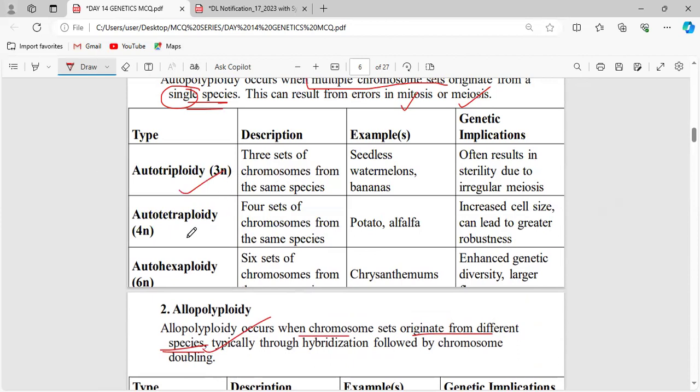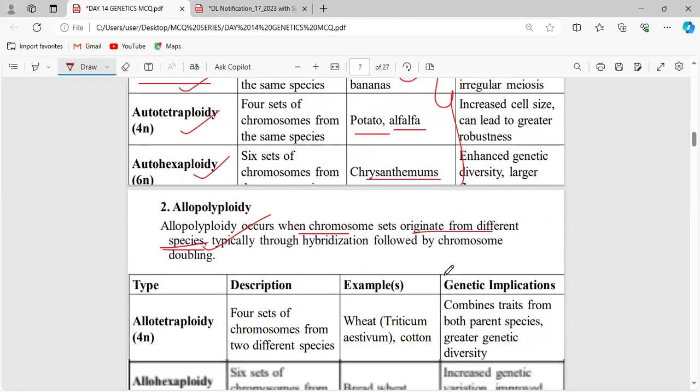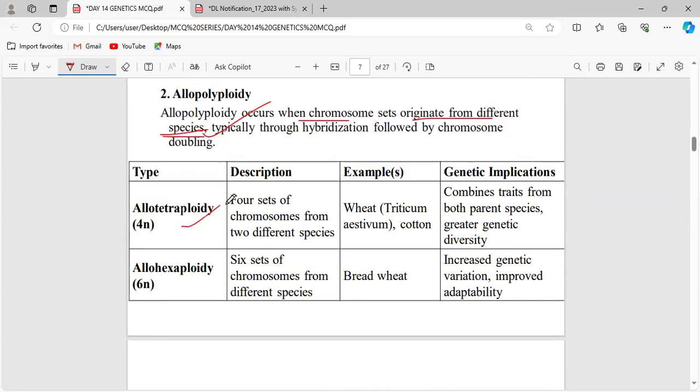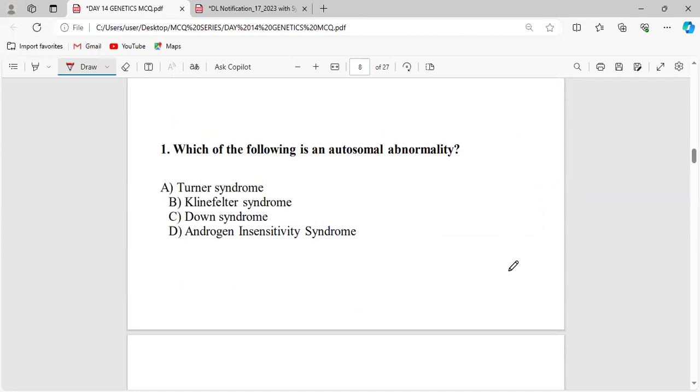And we have different types of autopolyploidy: autotriploidy, autotetraploidy, and autohexaploidy. Also be aware of the examples, that is an important thing. Autotriploidy, we can find in seedless watermelons and bananas. Autotetraploidy, we can find in potato and alfalfa. Autohexaploidy, we can see in chrysanthemum. Allotetraploidy, we can find in wheat and cotton. And allohexaploidy, we can find in bread wheat. These are all the types of ploidy.